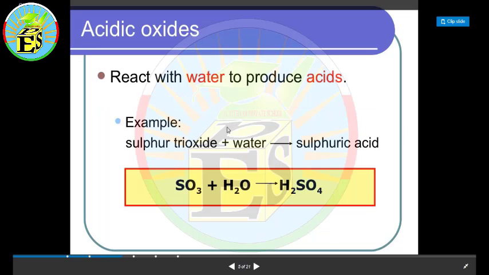For example, acidic oxides react with water to produce acid. When an acidic oxide reacts with water, it will produce acid. For example, SO3, sulfur trioxide. Sulfur is a non-metal and it reacts with oxygen to produce sulfur trioxide. When it reacts with water, H2O, it will produce H2SO4, which is an acid. Sulfur trioxide plus water will give you sulfuric acid.